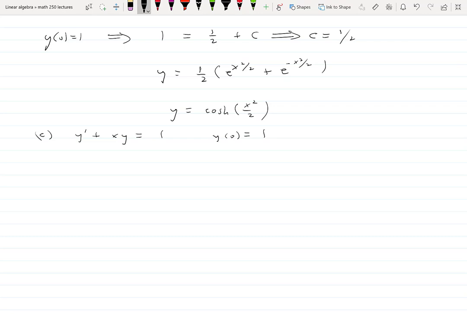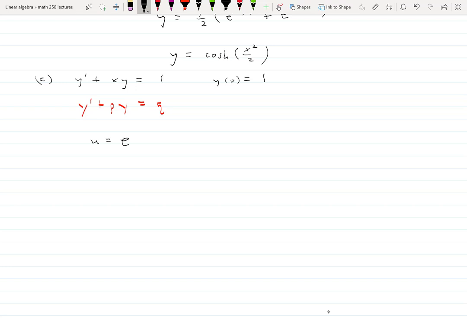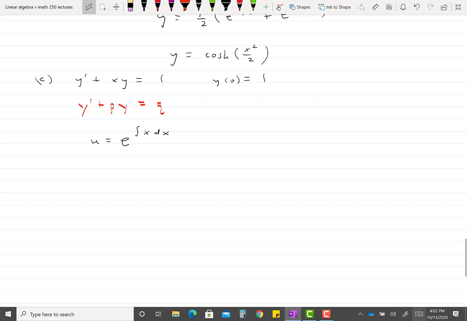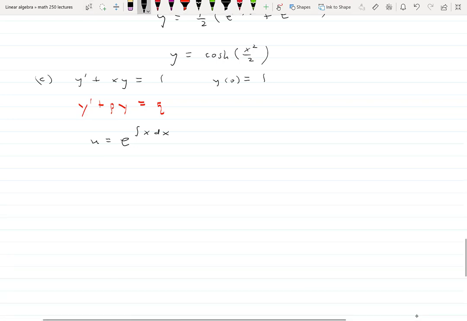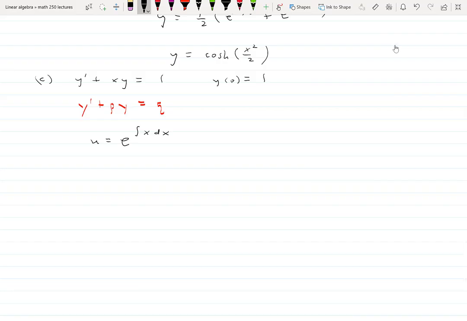Why is it first order linear? Because it's y prime plus p of x times y equals q. P is x, q is 1. So the integrating factor is e to the integral, the same integrating factor as we had before, which is e to the x squared over 2. So it looks simple enough.